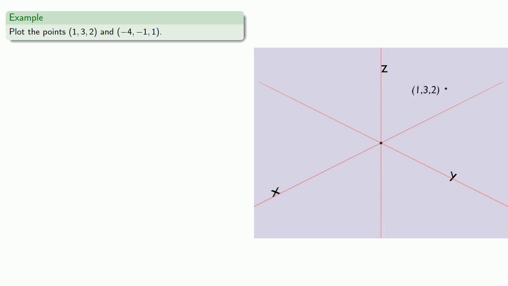And similarly, (-4, -1, 1), well that's 4 units backwards, away from us, 1 unit to the left, and 1 unit up. And again, if it's not written down, it didn't happen, so label it.